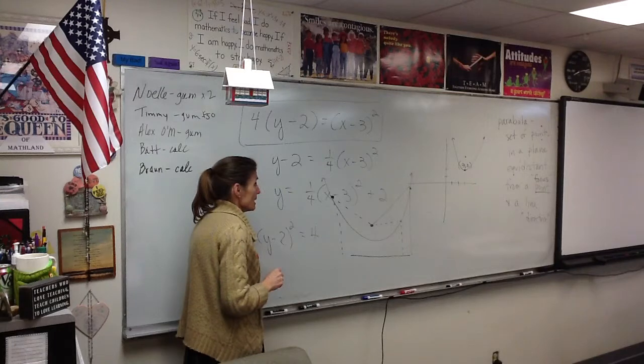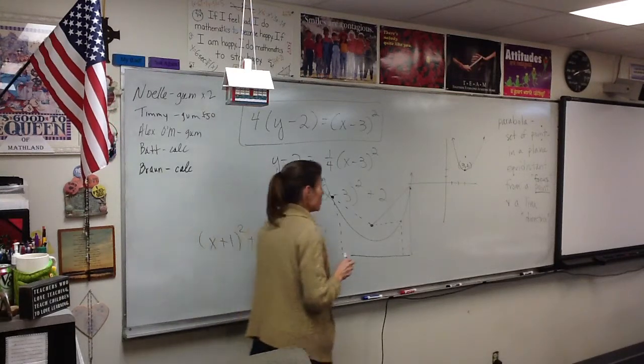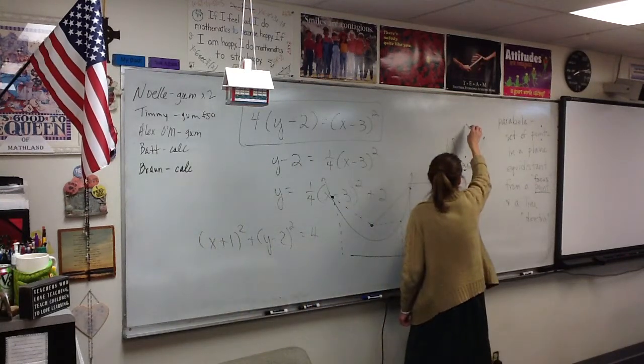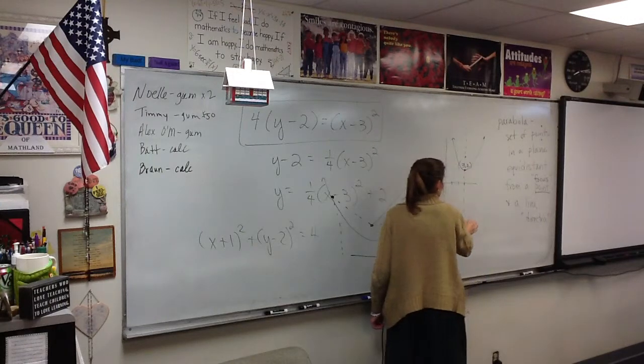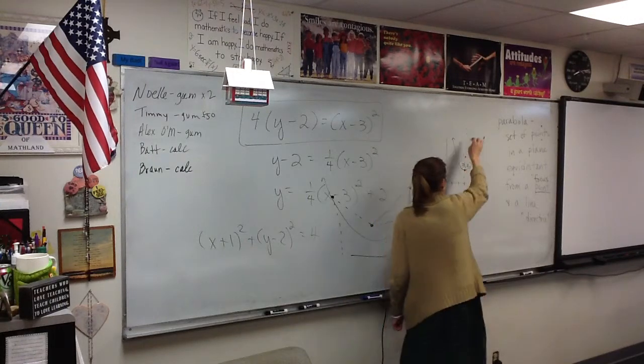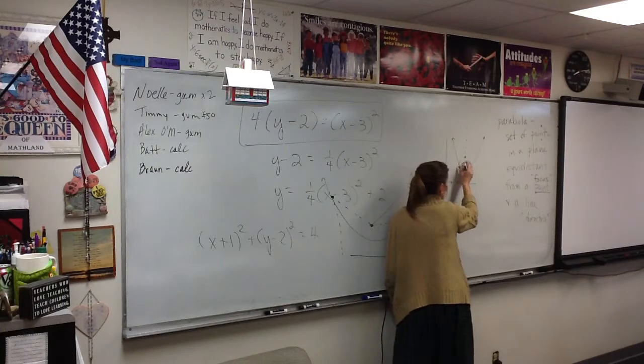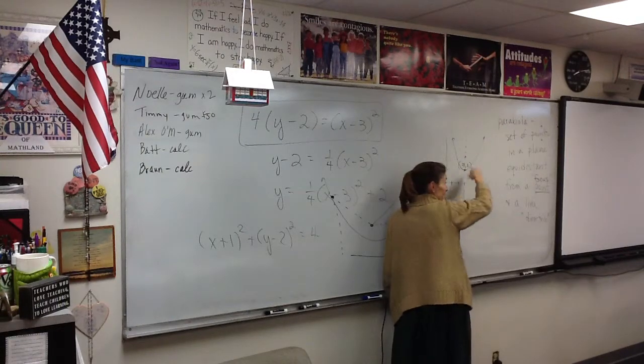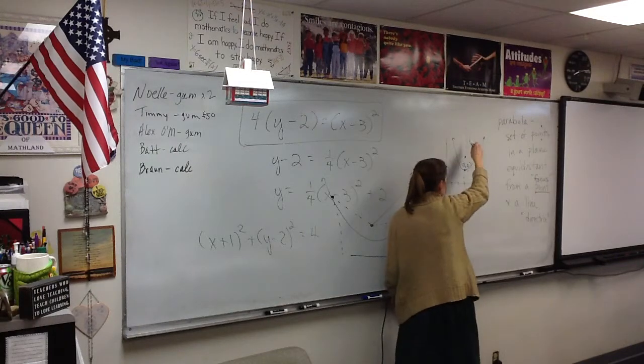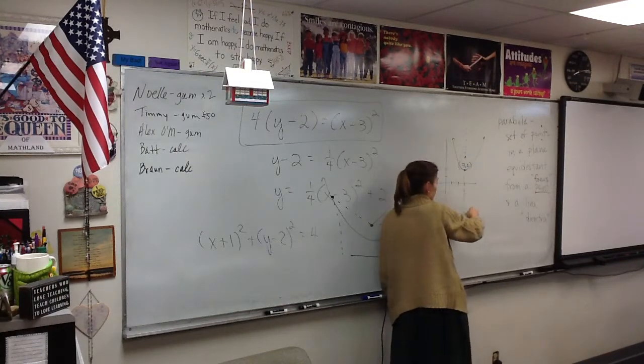The focus is the one that's not on the parabola. The focus is going to always be on your axis of symmetry. So everybody understands what we mean by axis of symmetry, right? If we folded the parabola in half, this is the dividing line right here. Now what do you know about every point on that line?